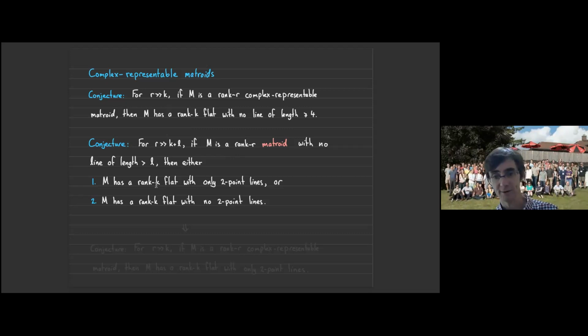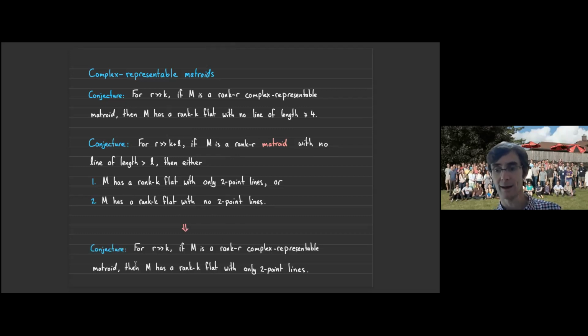But in complex representable matroids, we know there are no rank 4 complex representable matroids whose lines all have length bigger than 2. So this would leave you with no 2-point lines. And if you've got no 2-point lines, then you can do that contraction trick to get a 3-point plane. So if you had these two conjectures here, you would get the result for the complex representable matroids for planes. And I also suspect the natural analogues of these conjectures could be written for looking for higher rank independent flats. But I won't explicitly state those.